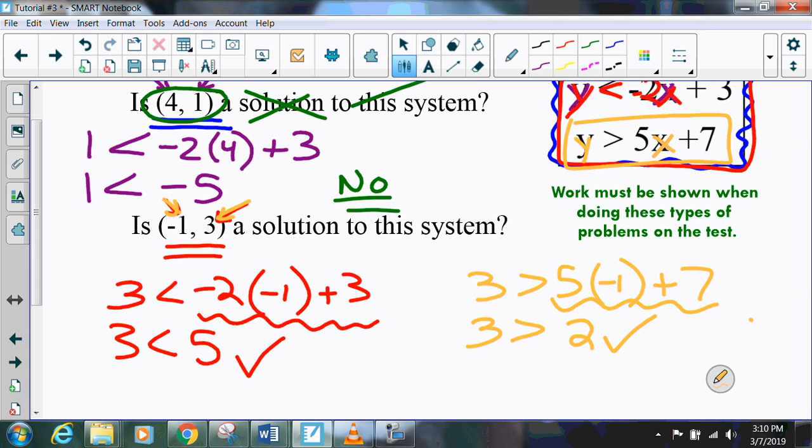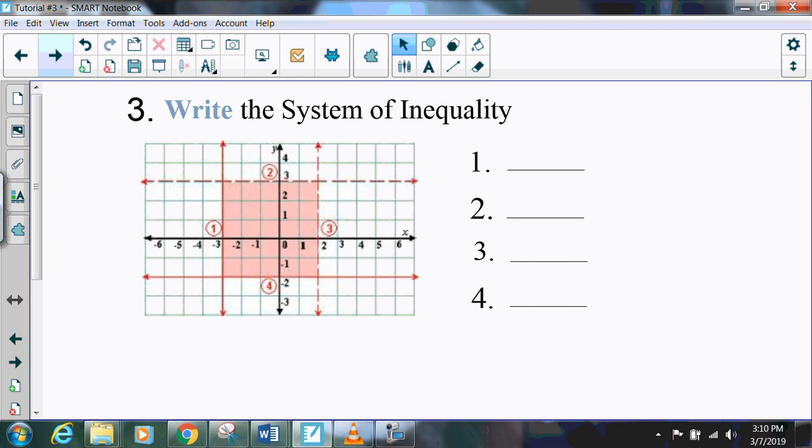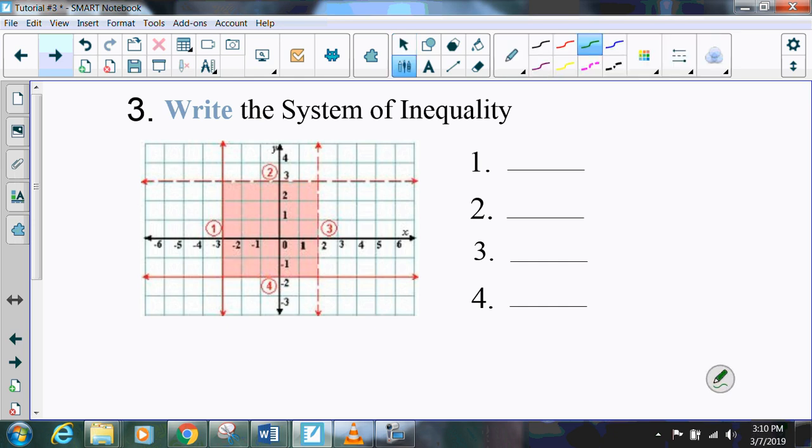If the point that we're looking at works for both equations, then we write, yes, it's a solution. All right, now we're looking at a graph that represents the solution to a system of inequalities, and they're asking us to name the different inequalities.